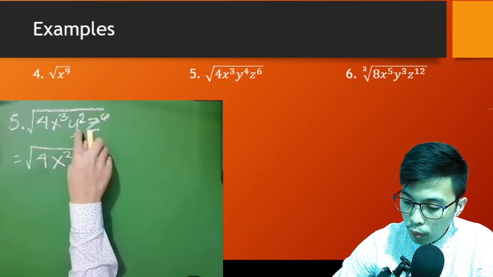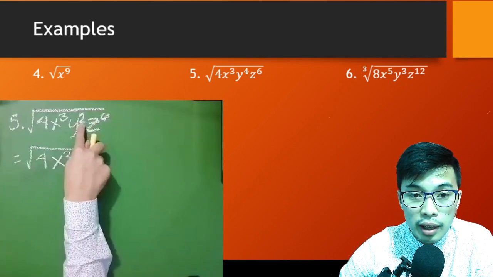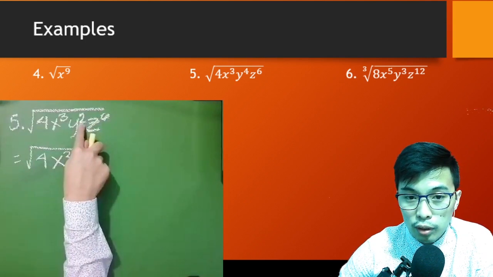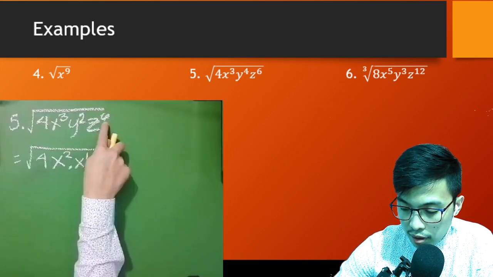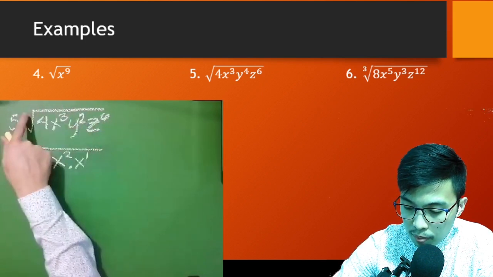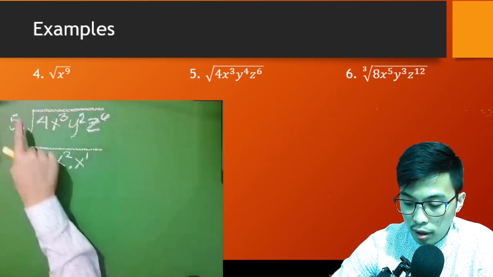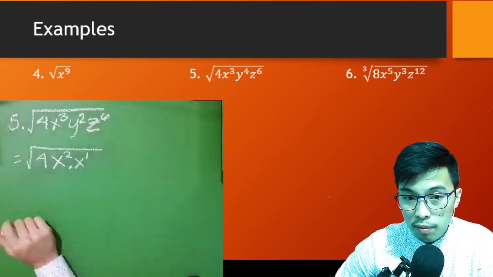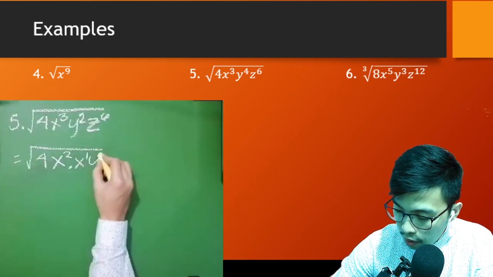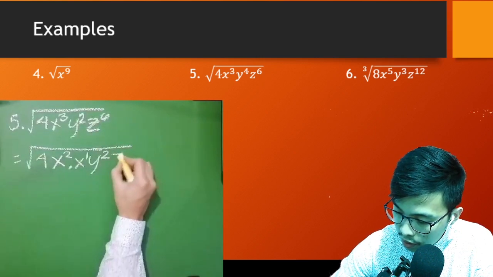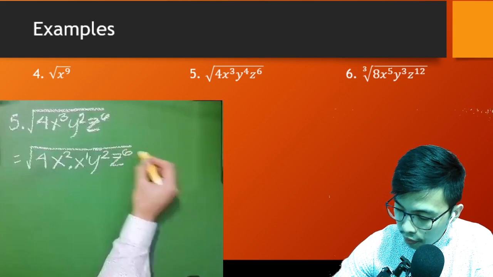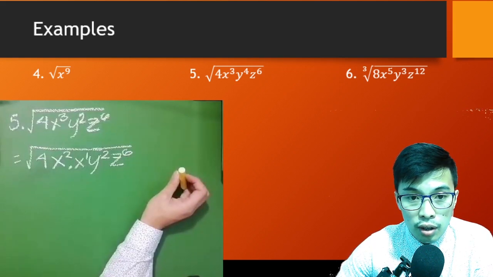Alright, so see y raised to the power of 2, no need to factor this, and same thing with z raised to the power of 6. Okay? Because 2 is divisible by 2 and 6 is divisible by 2. Mayroong invisible po dito, as I mentioned a while ago. So that will remain y raised to the power of 2 and then z raised to the power of 6.